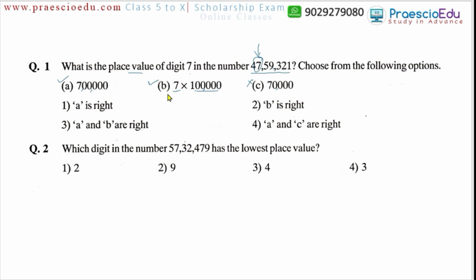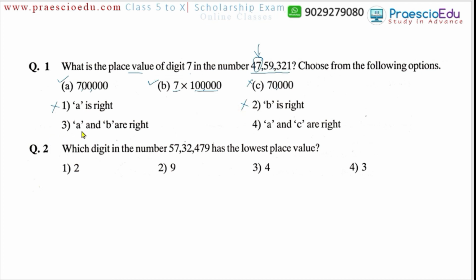A is right, but what about B? In the option, B is not mentioned, so that's why this option is incorrect. Now option 2, B is right, but what about A? A is not mentioned and C is also not mentioned here. So option 2 is the incorrect one.